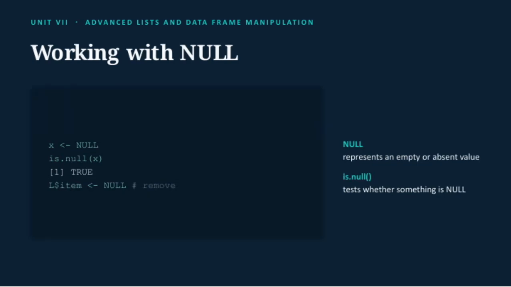Let's talk about null, a special value that means something is empty or simply not there. In R, we use isNull to check if a value is null. For example, if we assign null to x, then isNull x returns true. We can also remove elements from lists by setting them to null. This is a handy way to clean up or modify data structures as we work with advanced lists and data frames.